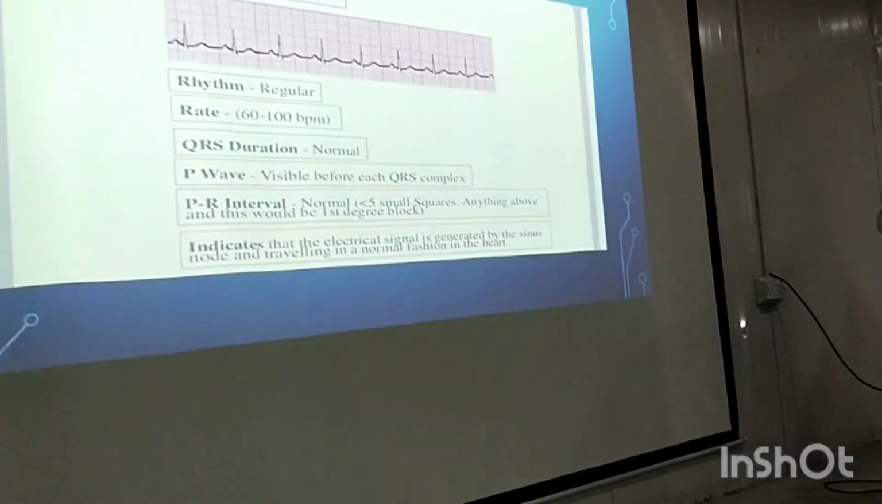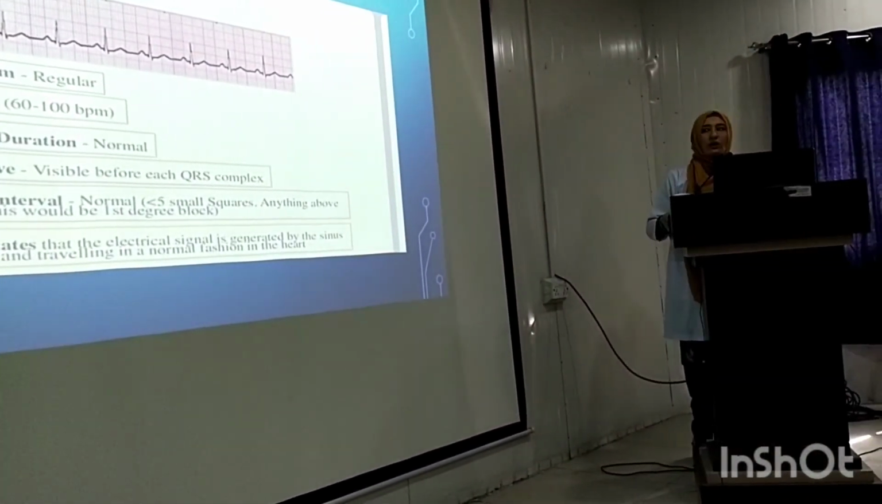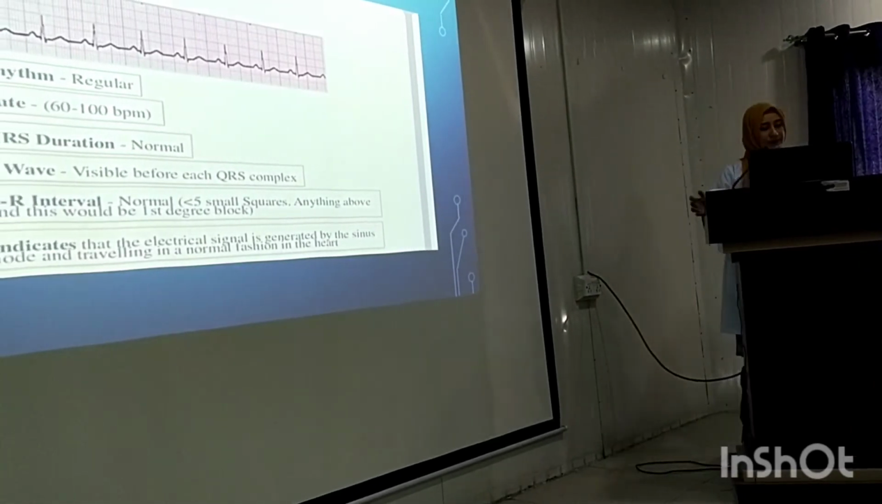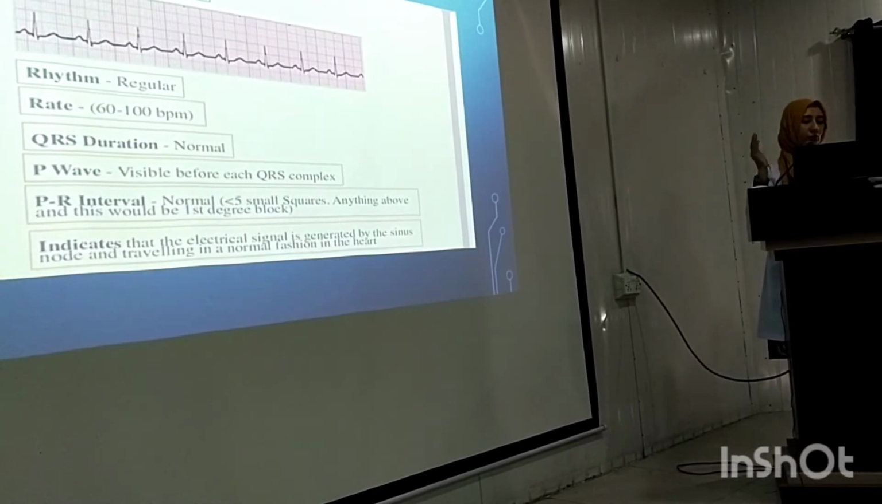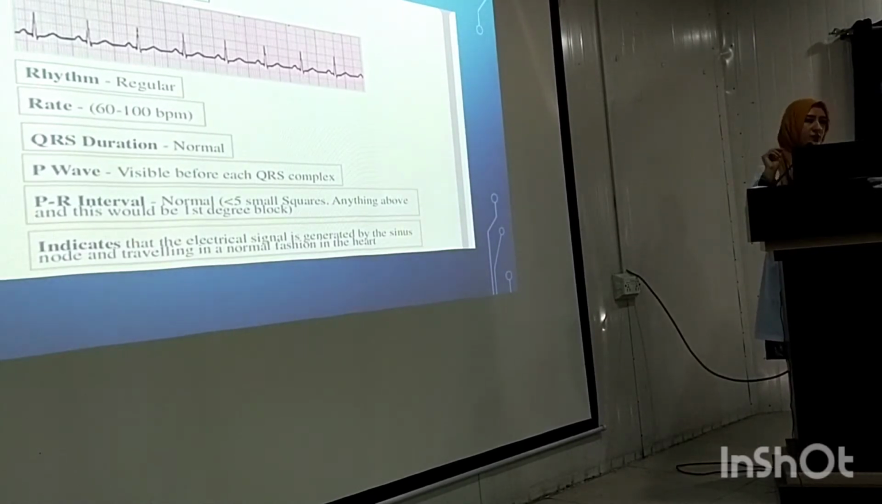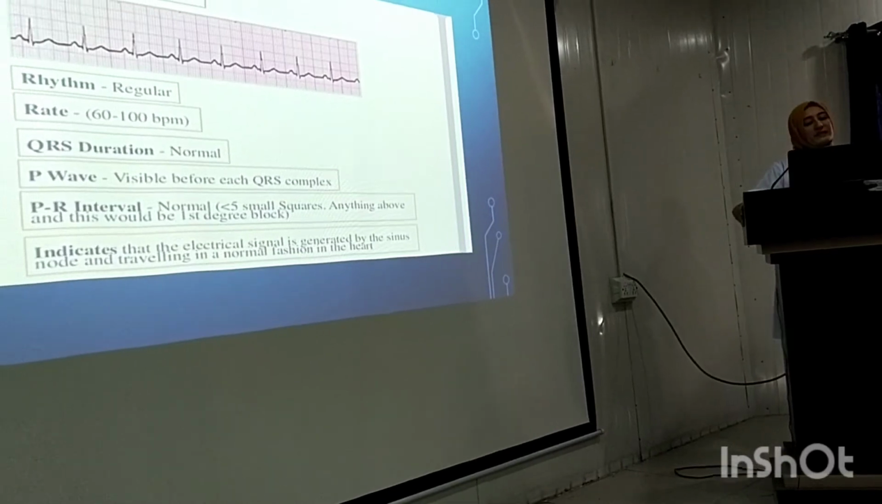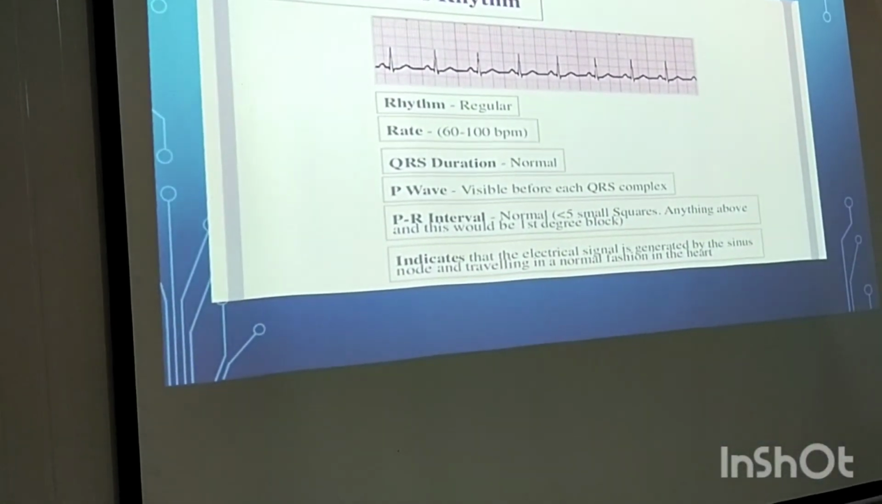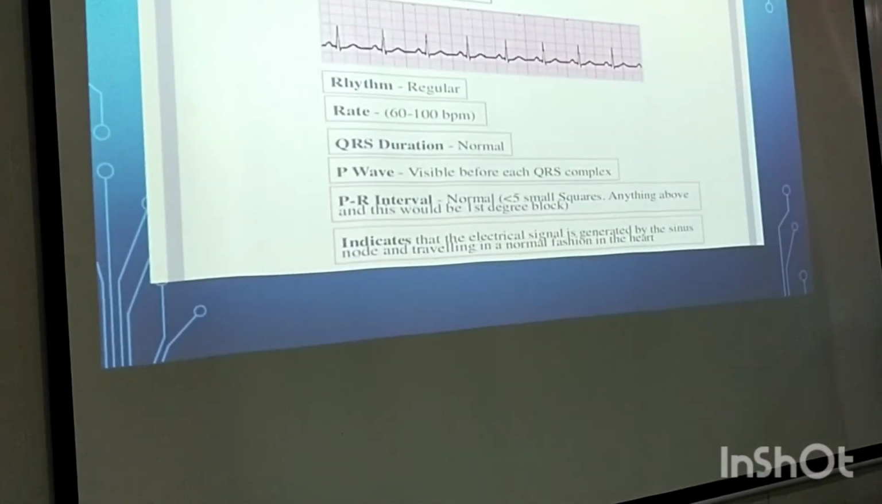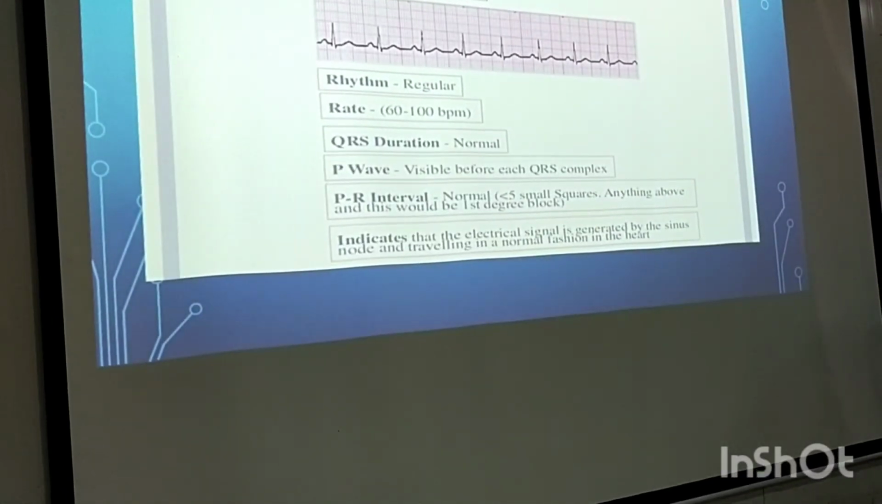This is a normal sinus rhythm. You can all appreciate. So what's so special about this ECG? First, as I mentioned, after the rate we discuss rhythm. Rhythm is regular. And how do we appreciate that? Every QRS complex is preceded by a P wave. And the heart rate has to be between 60 and 100. Anywhere between 60 and 100 is normal.